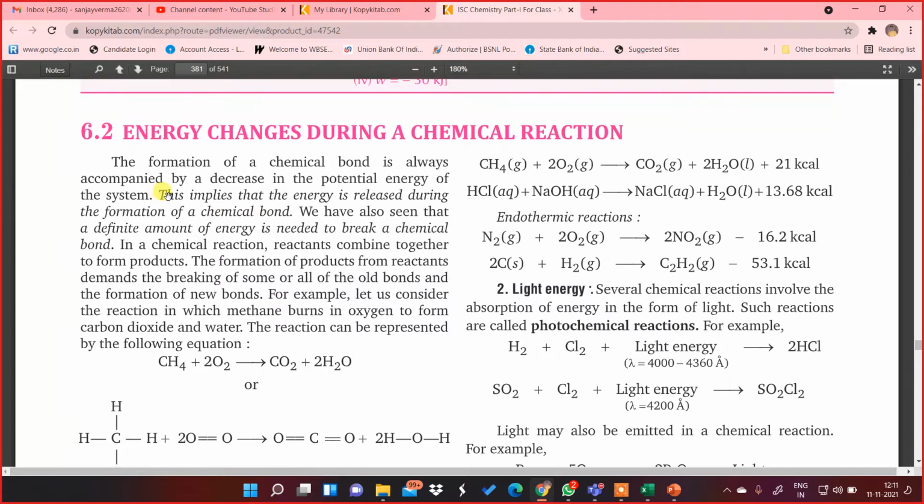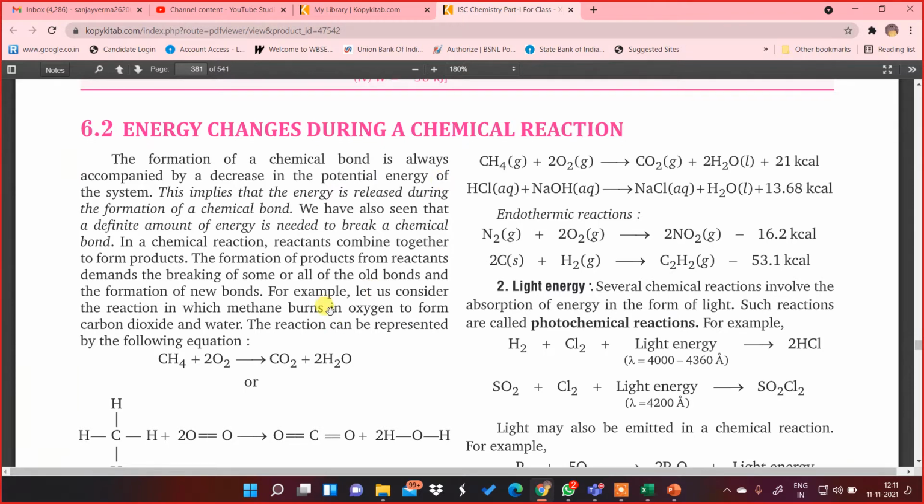So try to understand this. Whenever a chemical bond is formed, energy is given out. Moreover, we have also seen that a definite amount of energy is needed to break a chemical bond. So in order to break it, we need to provide some energy. In a chemical reaction, reactants combine together to form products. The formation of products from reactants demands the breaking of some or all of the old bonds and the formation of new bonds. So whenever new bonds are being formed, remember there is a decrease in potential energy of the system.